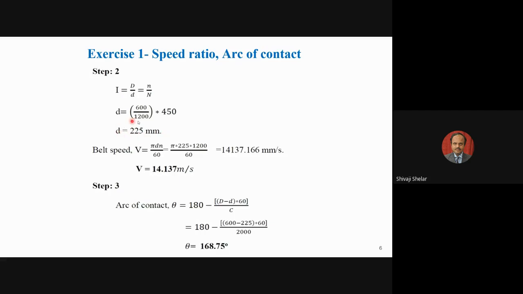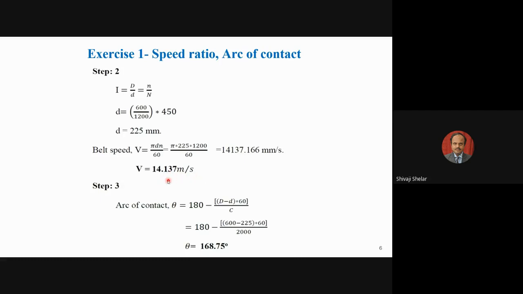So from this smaller pulley diameter, we can now calculate the belt speed. Belt speed will be small v is equal to pi dn by 60. So D, smaller pulley diameter, then smaller pulley speed. D here is 225 mm, and the speed is 1200. 60 is divided to convert that RPM into revolutions per second. When you do this calculation, we get 14,137 millimeter per second. So we require this speed in meter per second. So our speed is 14.137 meter per second.